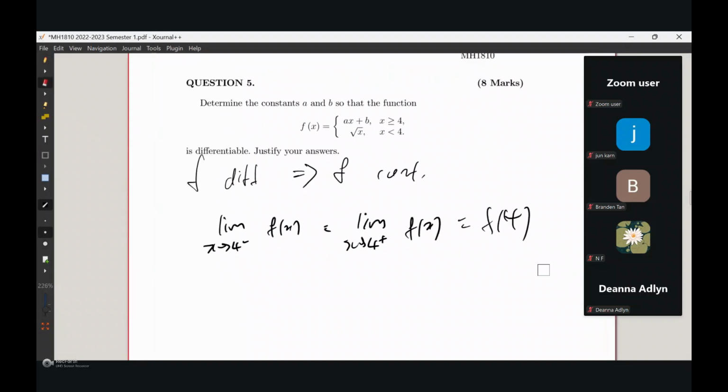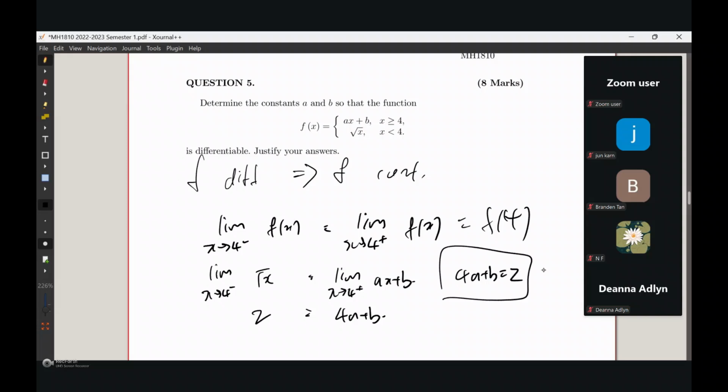Let's equate them together. You have the limit of x approaching 4 from the left, where we have square root x. From the right, we have the limit of x approaching 4 from the right of ax plus b. So as x approaches 4, this is the square root of 4, which is 2, equals 4a plus b. So 4a plus b equals 2.